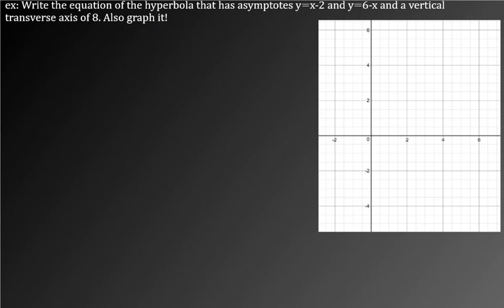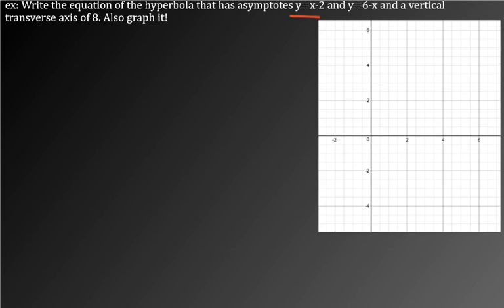All right. Just one more question I want to do here. I want to write the equation of the hyperbola that has asymptotes x minus 2 and 6 minus x, and a vertical transverse axis of 8. Okay. So probably the first thing I would do, and I'm also going to graph it.